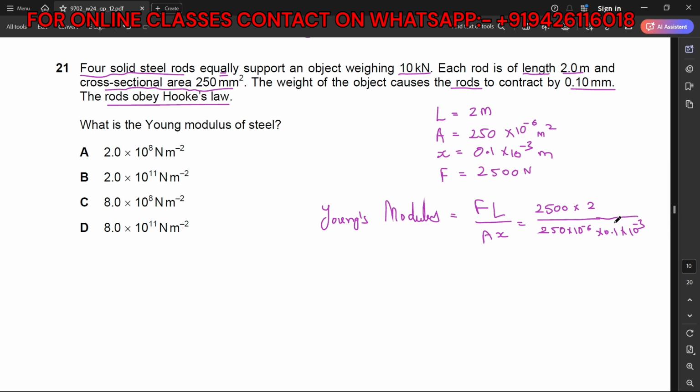Now if I take out my calculator and solve this, let's see which of the four options we get. 2500 into 2, and then 250 into 0.1 into 10 to the power of minus 9. It comes out to be 2 into 10 to the power of 11, which is B. So the answer for question number 21 seems to be B. Just make sure you are aware that because we have the information about one steel rod, this is the information for one steel rod. Based on this, we can calculate the Young's modulus of steel.